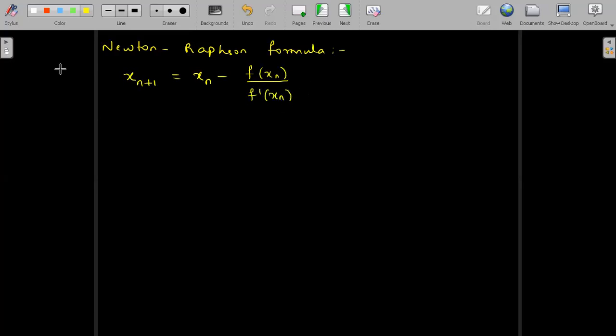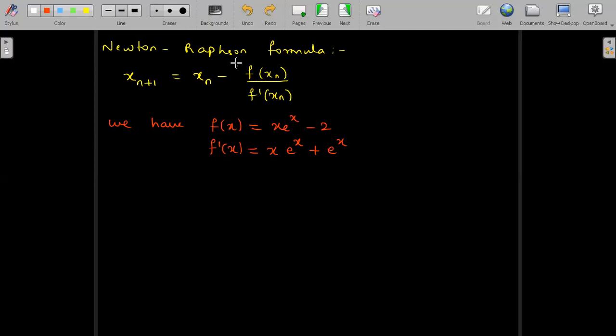So now before continuing, let us find out what is f dash. We have the given function f of x is equal to x e power x minus 2. So let us differentiate with respect to x. For the first term we have to apply the product rule. So x into e power x plus e power x into 1 minus 0. Differentiation of a constant minus 2 is 0. So applying the product rule, we have x e power x plus e power x.